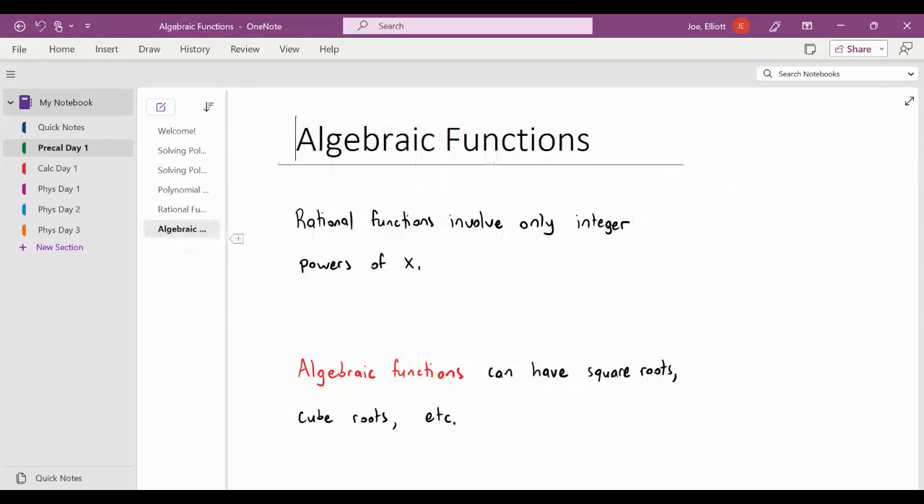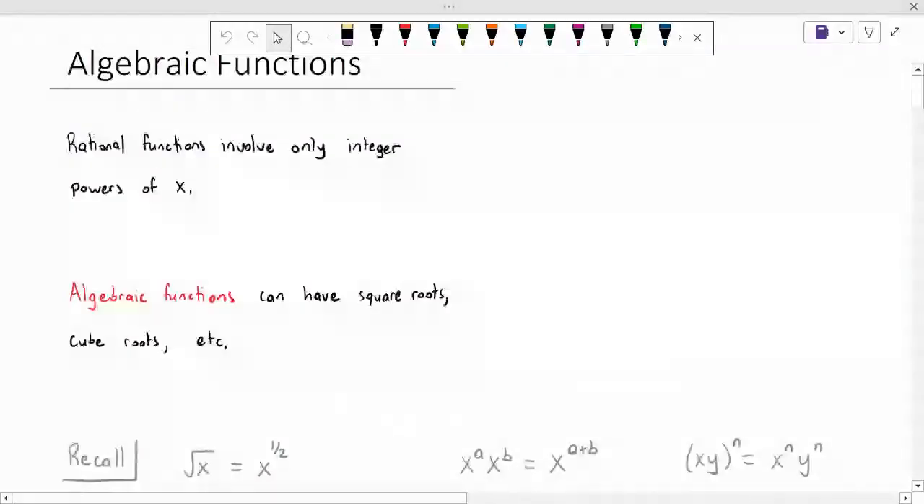Okay. But let's end the day talking about algebraic functions. Rational functions only involve integer powers of x, like whole numbers, such as x squared or x cubed. Algebraic functions can also involve square roots and cube roots and fourth roots, etc. Okay.